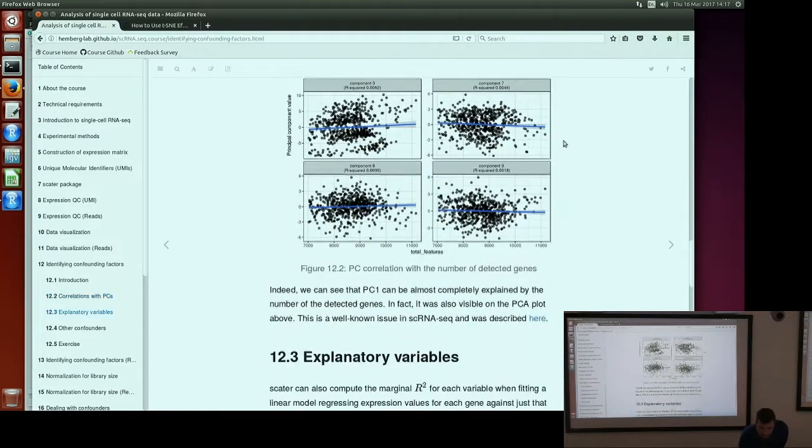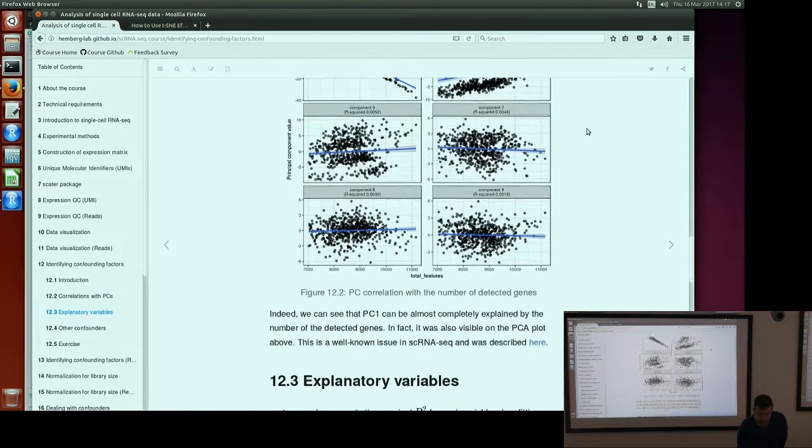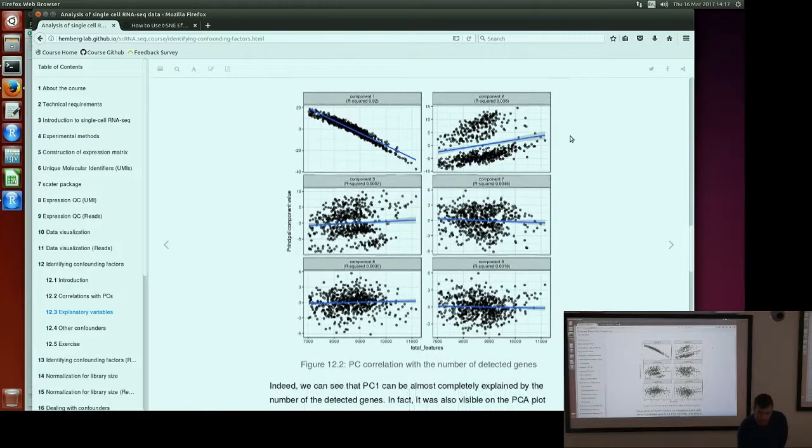We can also plug in any variable we like, so any of the QC metrics that have been computed and added to our phenodata table, we can look at there. If there are biological groups that we know about or other annotations for the cells, we can also look at how they correlate with the principal components. And this plot works whether the input variable is continuous, like total features here, or if it's categorical, like groups, group 1, group 2.